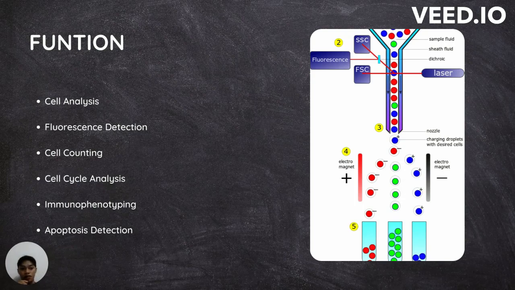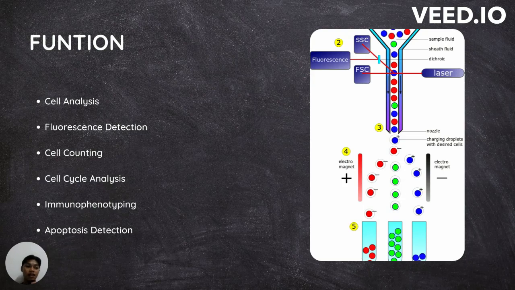Second, fluorescence detection. Cells can be labeled with fluorescent dye or antibodies that bind to specific cellular components. This allows researchers to examine the presence of fluorescence in situ, providing information about the expression of proteins or other biomolecules within cells. Third is cell counting. Flow cytometry provides accurate cell counting, helping researchers determine the concentration of cells in a sample.